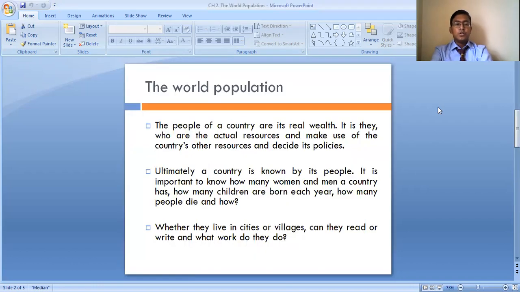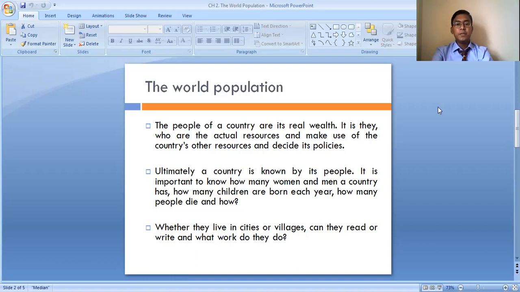As we all know, the population is a very important component of a country because it is the people of a country who are its real wealth. These people help in determining the social, economic, political, and cultural development of a country.